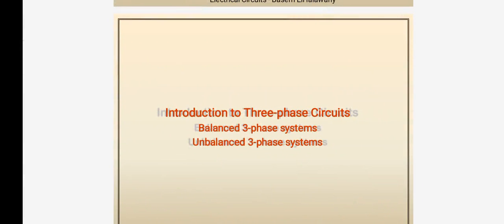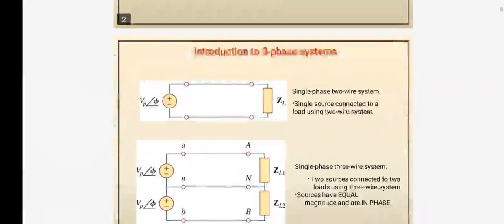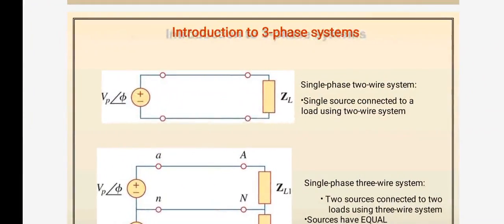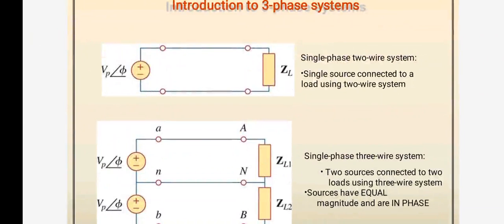So in this we are going to discuss what kind of circuits you are going to use in electrical. There are two types of electrical circuit. One is called single phase circuit and the other is called three phase circuit. Then what is a single phase circuit? A single phase circuit is a two-wire system. A single source is connected to a load using a two-wire system.